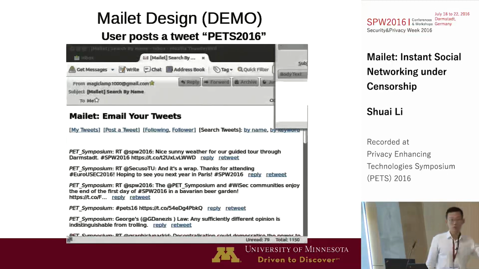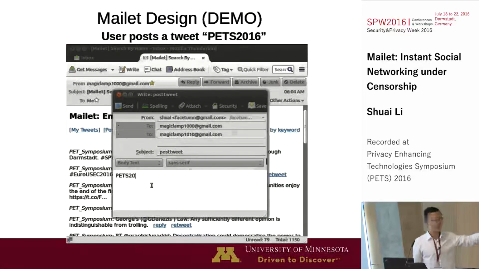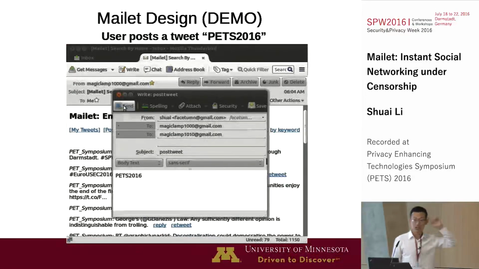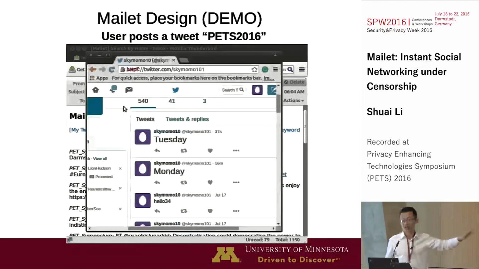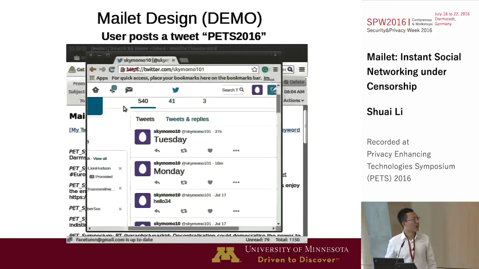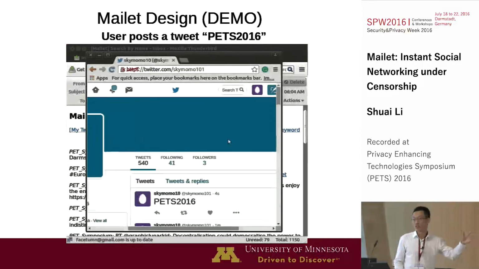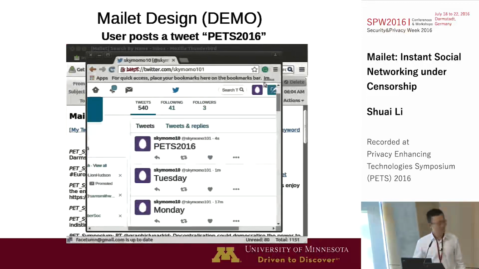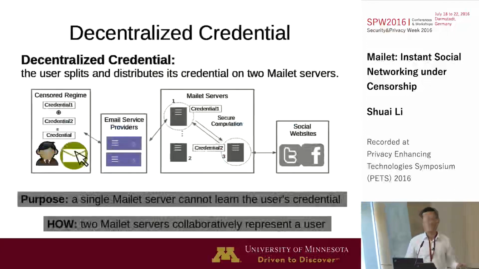Here is an example of how to post a tweet. The user can click post in the email, which is the following email from the previous one, and write down the message they want to post. Then they will see, this is an example, a double check of whether the message was successfully posted. The next one is an example of how to retweet.